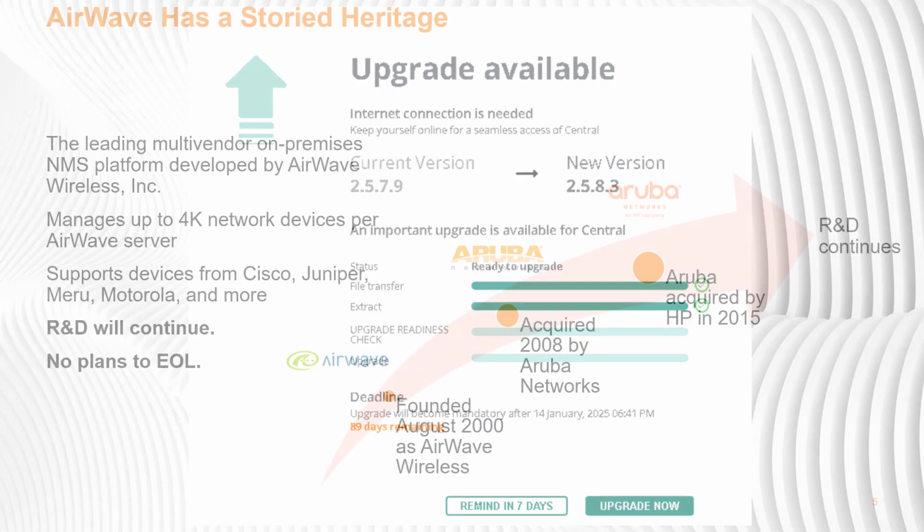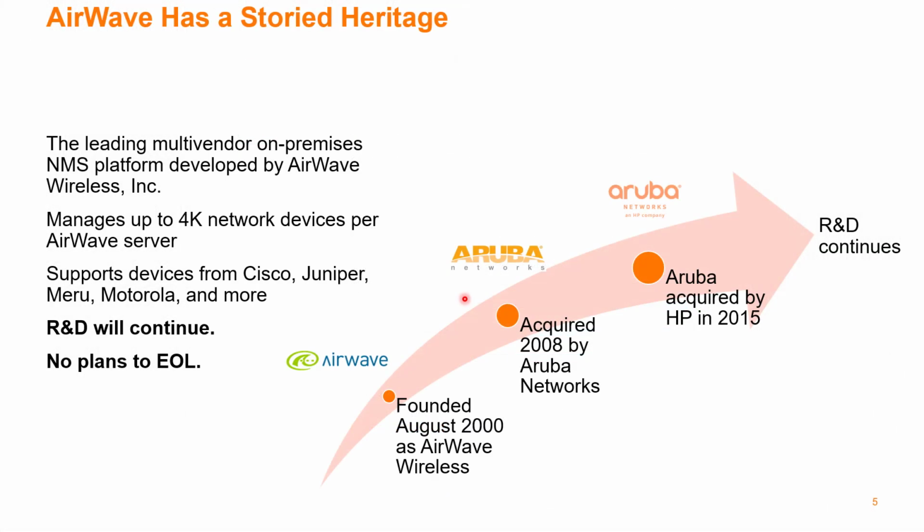Now, Central On-Prem or Central On-Premises is a natural kind of progression. They started with Airwave. Airwave was acquired by Aruba in 2008, and then Aruba was acquired by HP, now HPE, in 2015. Obviously, then we're talking about the progression of Airwave upgrade into Central On-Premises, at least to make sure that we have a cloud-based version and we have an on-prem based version. And R&D will continue. No plans for an end of life for that one.